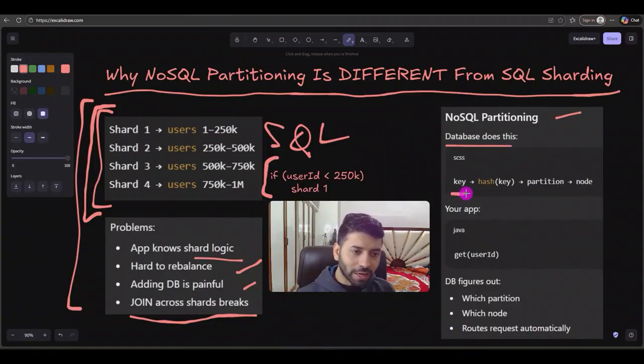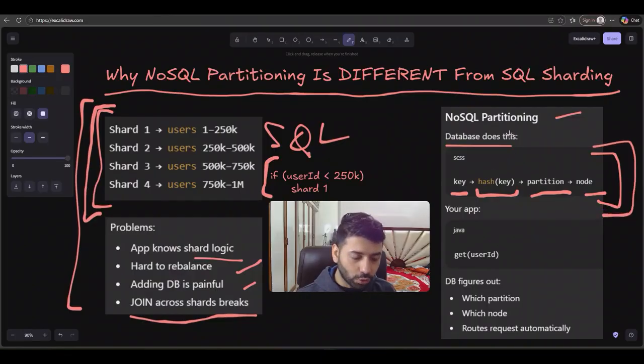For example, whatever key comes, we will apply consistent hashing on it, and based on that you will get the partition, and from the partition you'll get the node as well. So this logic is handled at the DB layer. The database does all of this, and it is not handled at your app layer, because in SQL sharding was handled at the application layer, but in NoSQL this part is handled in the database layer. So it's the DB which figures out which is the partition, which is the node, and it routes the request automatically to it. Basically, your database is splitting the data and deciding which partition and node it is.